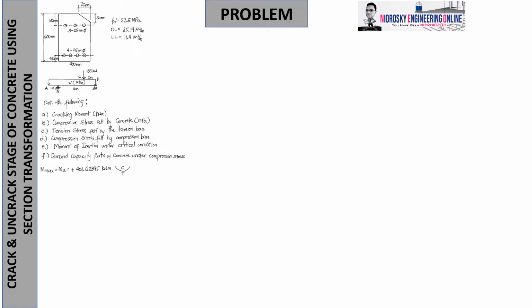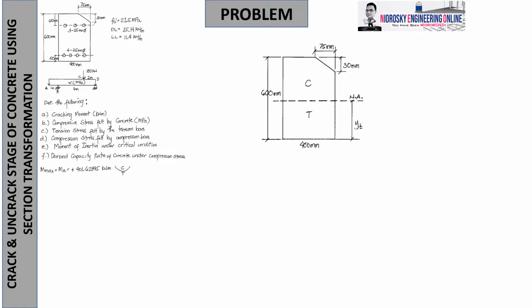Now let's proceed with the next calculation. Let's have this cross-sectional area. What you're seeing is that I have removed this reinforcement. And you are aware that under positive bending, compression is above the neutral axis and tension is located below the neutral axis.